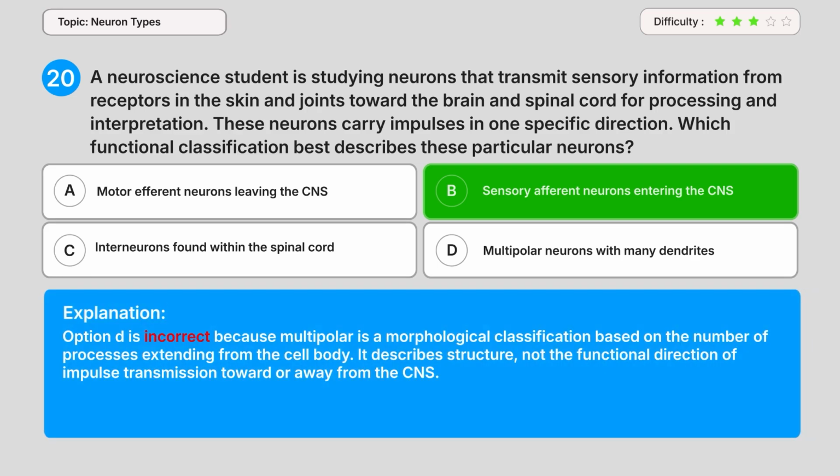Option D is incorrect because multipolar is a morphological classification based on the number of processes extending from the cell body. It describes structure, not the functional direction of impulse transmission toward or away from the central nervous system.